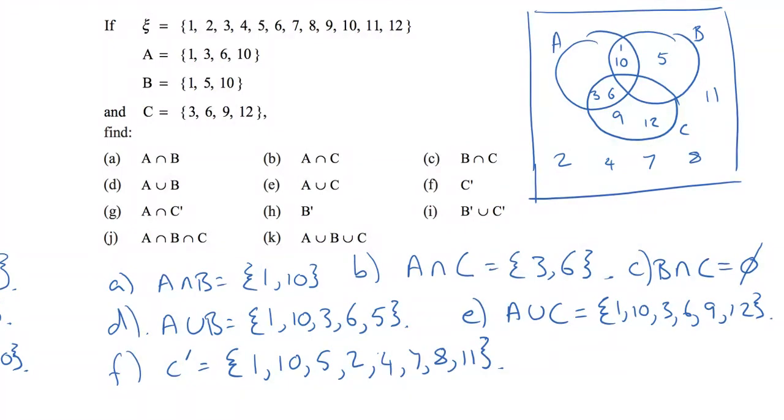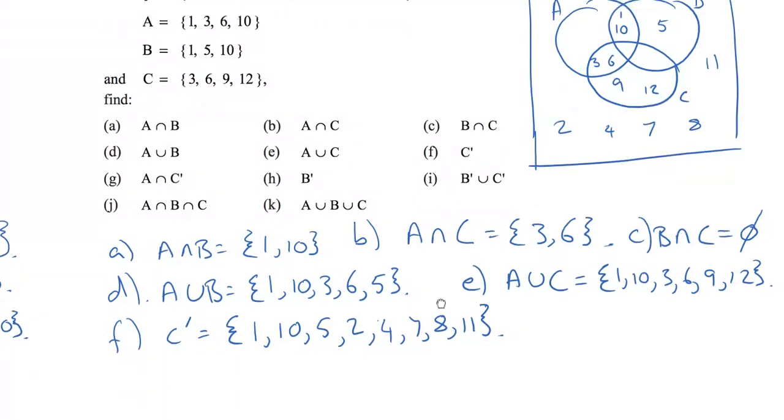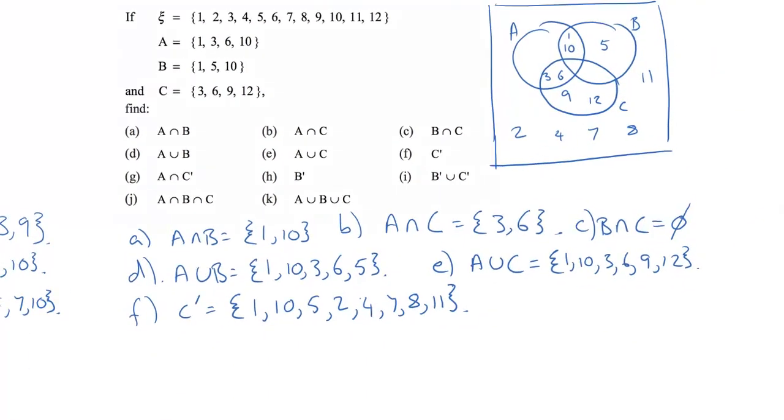Let's see if we can figure out some more complex ones now. So I'll switch the color of my pen to make it a little bit easier to spot. So let's have a look at G. Now G, we've got A intersects C dash. So we're looking for things that are in A and they're not in C. Well, that has to be 1 and 10.